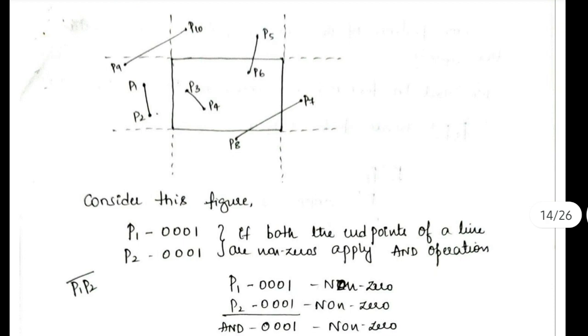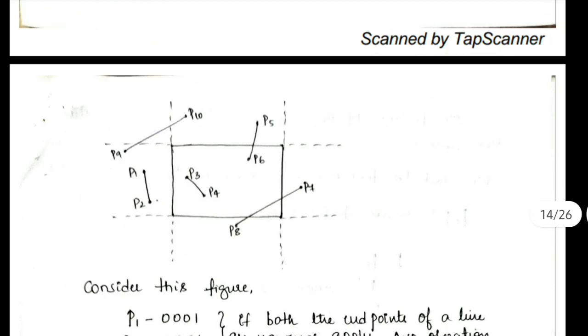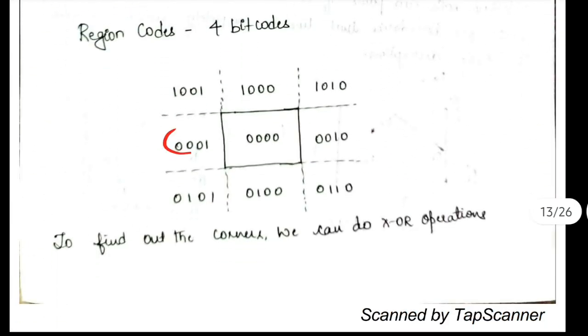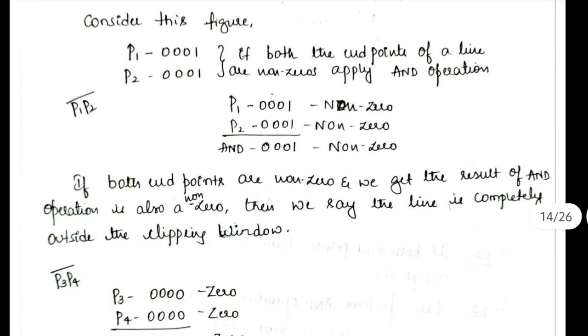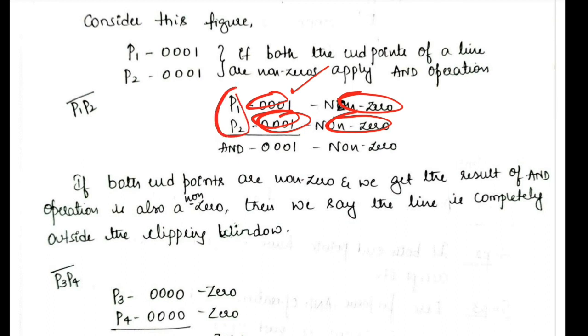P1 P2 lies in which region? This region. What is the code for this one? The code is 0001. So for P1 write 0001, and for P2 also write 0001. It's non-zero, so write non-zero here, and this is also non-zero. Perform the AND operation. What answer do you get? That is also non-zero.